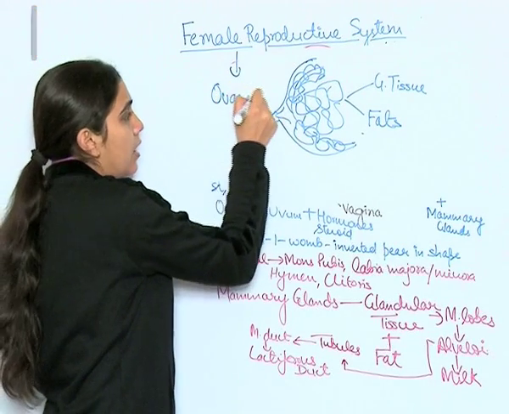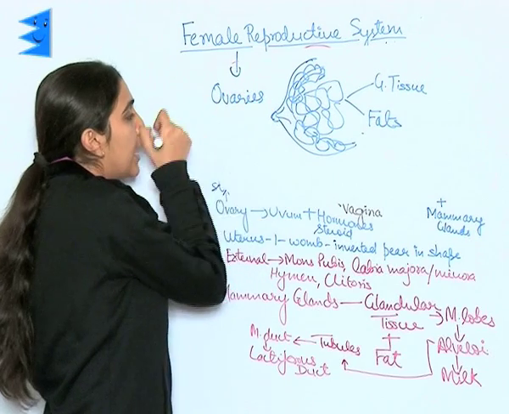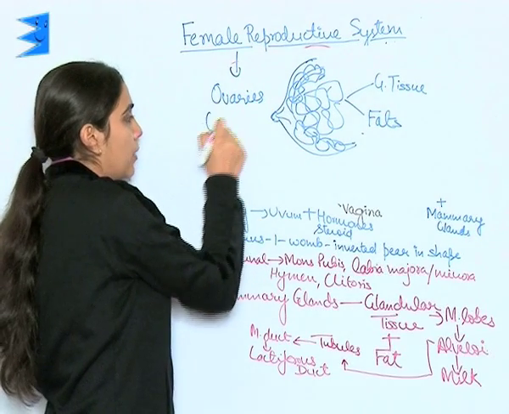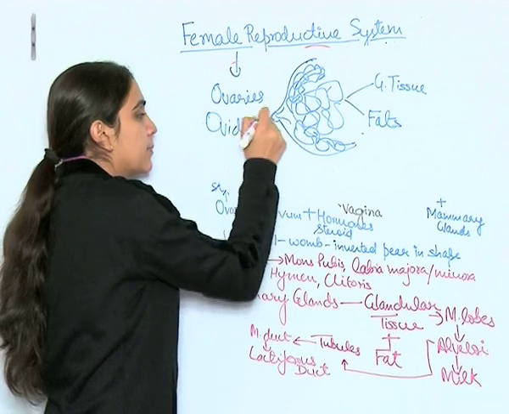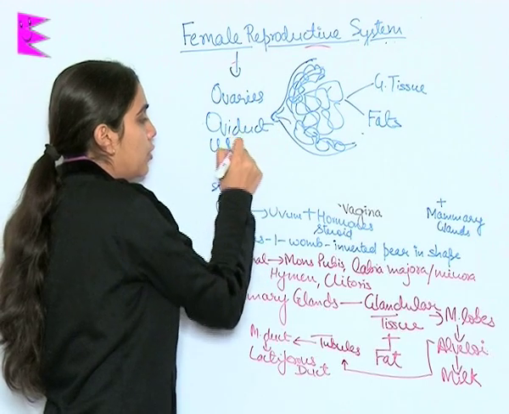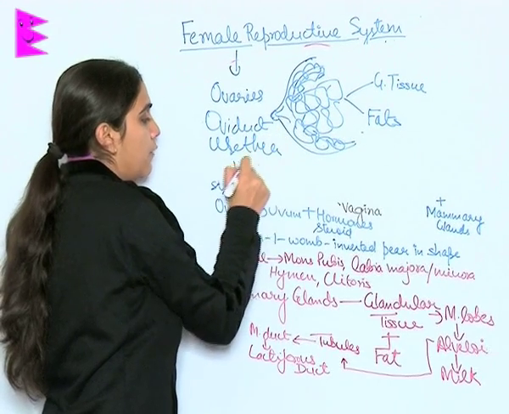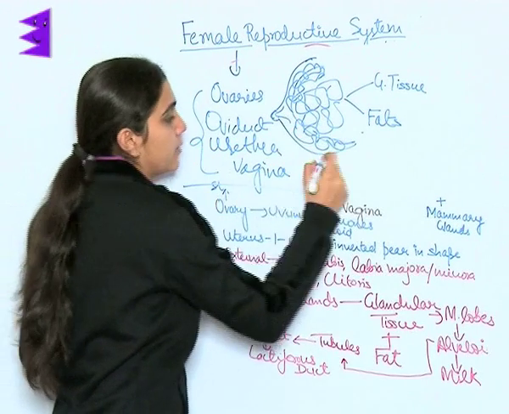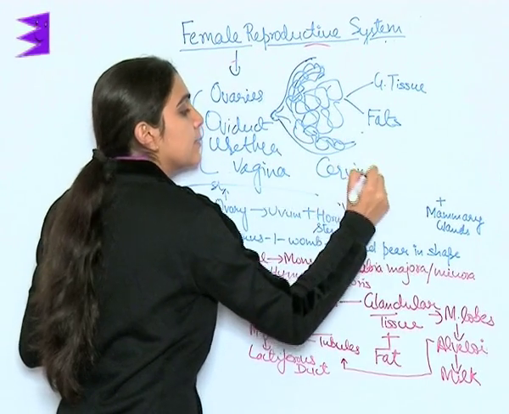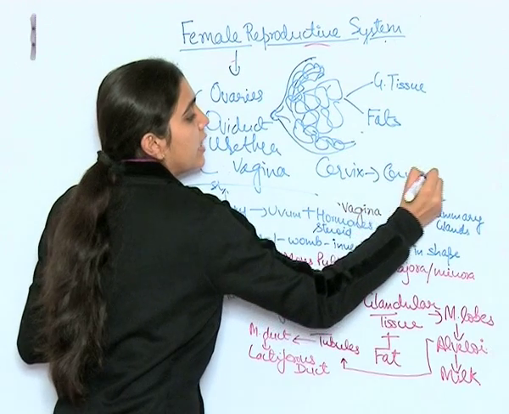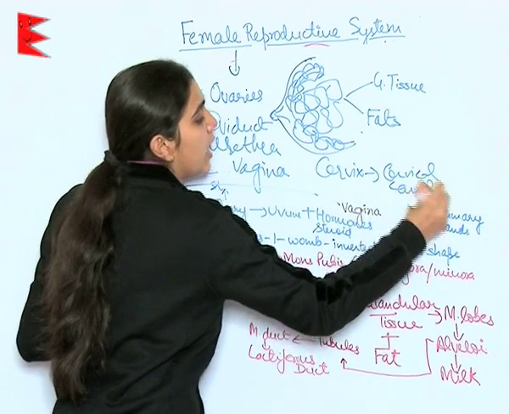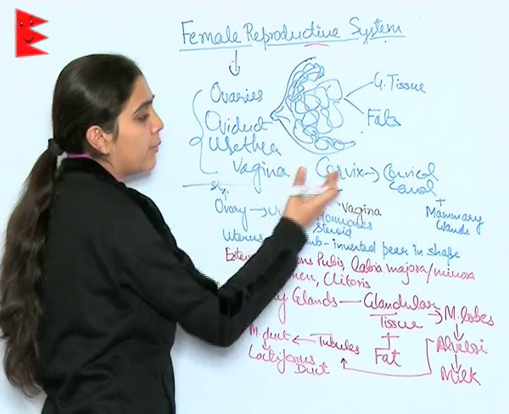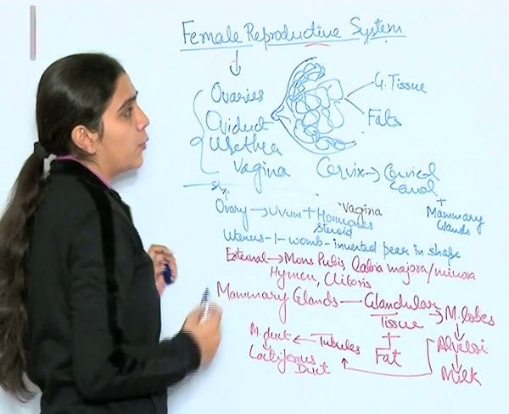Ovaries are the primary reproductive organ. Accessories are oviducts, uterus, vagina, and then the cervix, which has the cervical canal, also known as the birth canal, and finally the mammary gland. This is the female reproductive system.